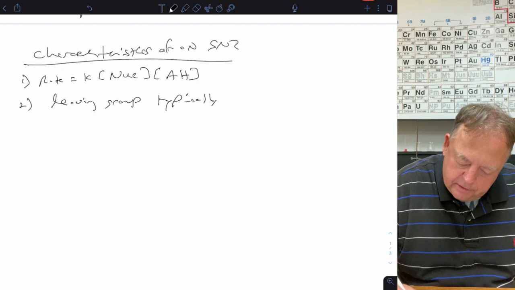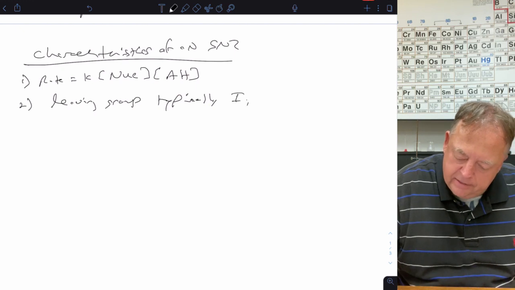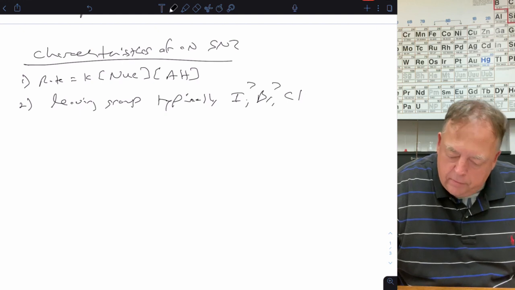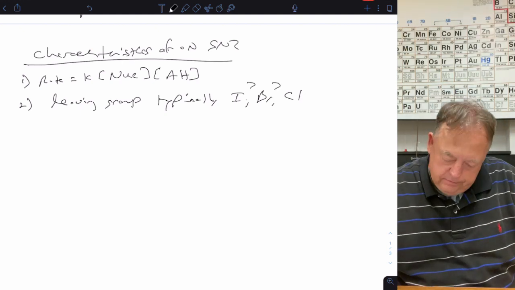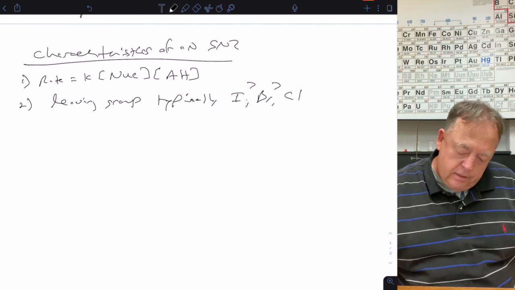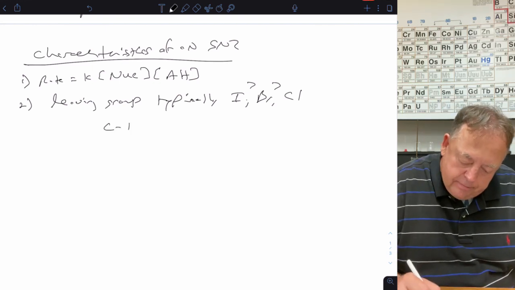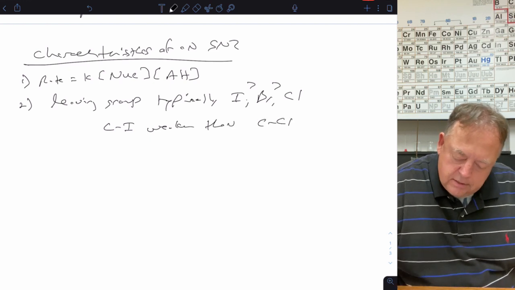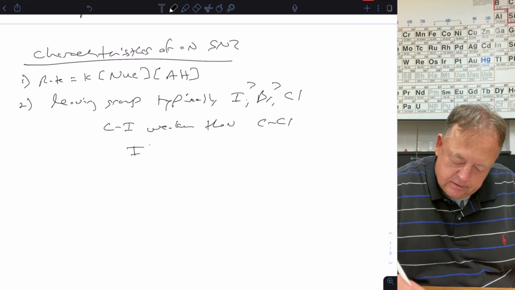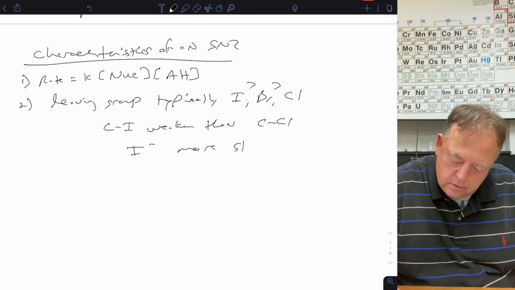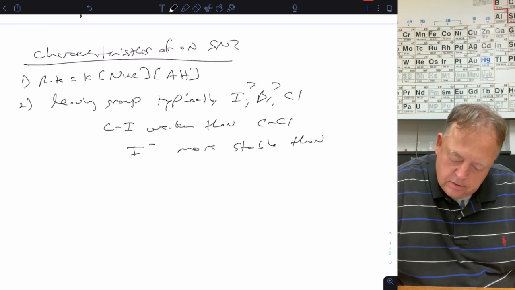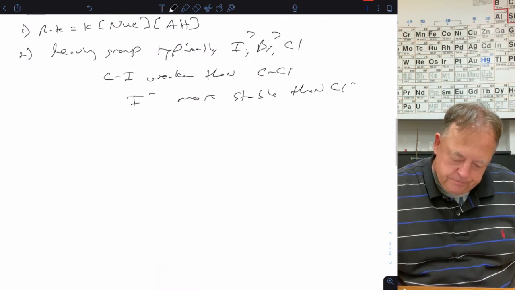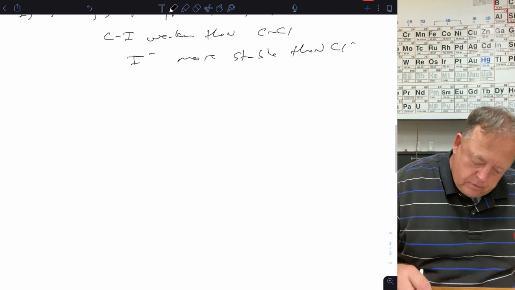The ones that we'll typically look at will be iodide, bromide, and chloride, and iodide's a better leaving group than bromide, which is a better leaving group than chloride. The reason behind that is the C-I bond is weaker than the C-Cl bond, and I minus is more stable than Cl minus. Okay, so let's just leave some space.